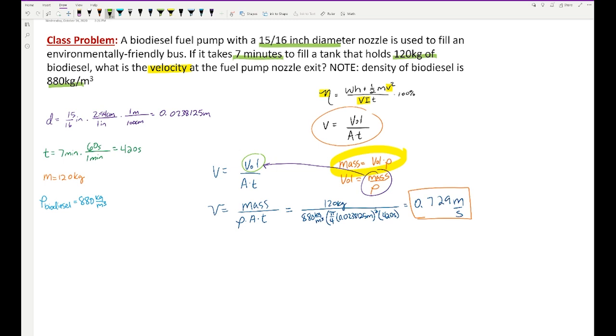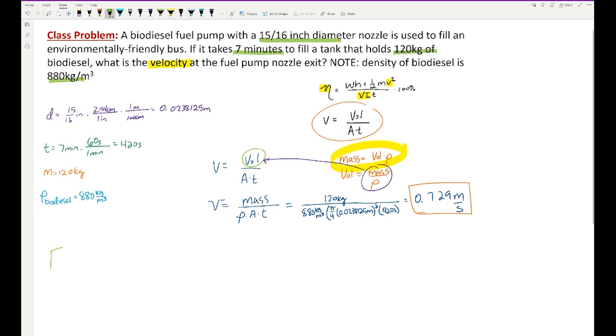One last thing, even though the problem did not ask for it, I think it would be a good opportunity here to calculate flow rate. So let's calculate flow rate here. Remember, flow rate is a volume over time, but it can also be calculated by doing velocity times area. Both of these terms here, volume over time and velocity times area, will yield the same units of meters cubed per second, or volume over time.